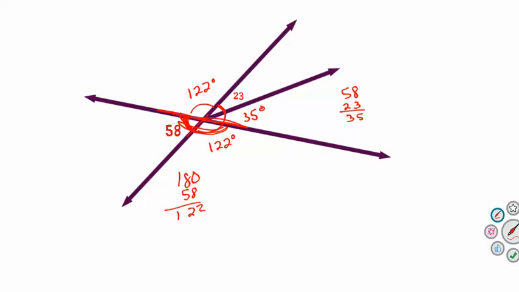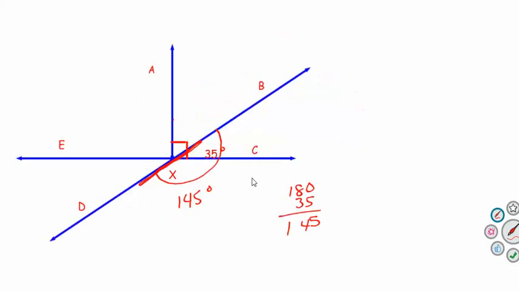Let's go back to this one before and see if I gave you enough information to figure out. Why don't you see if you can figure out what angle 1, 2, or 3 would be. Pause the video and see if you can come up with those answers. What the measurement of angle 1, 2, and 3 is.